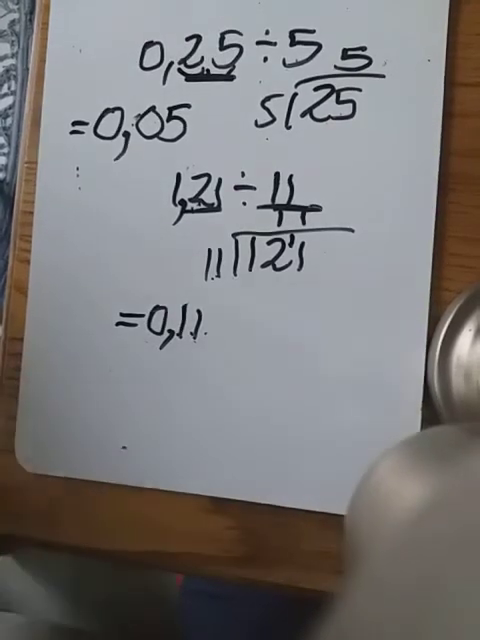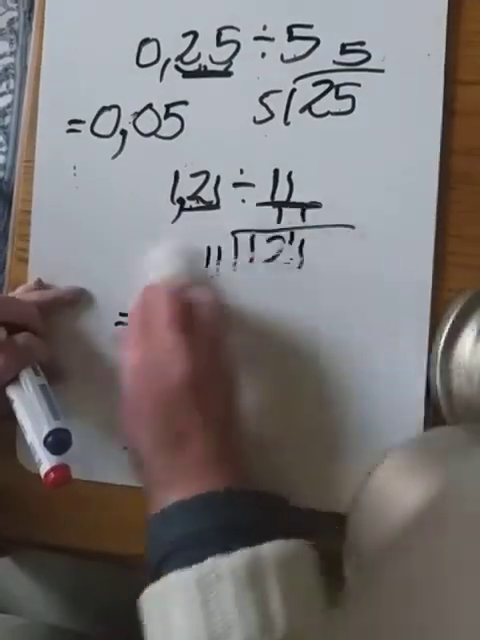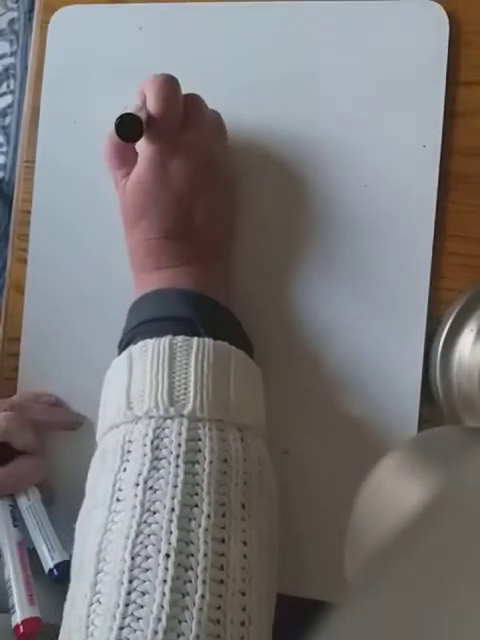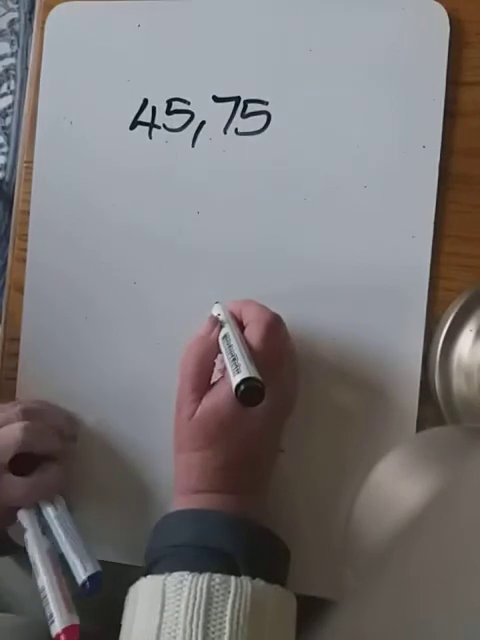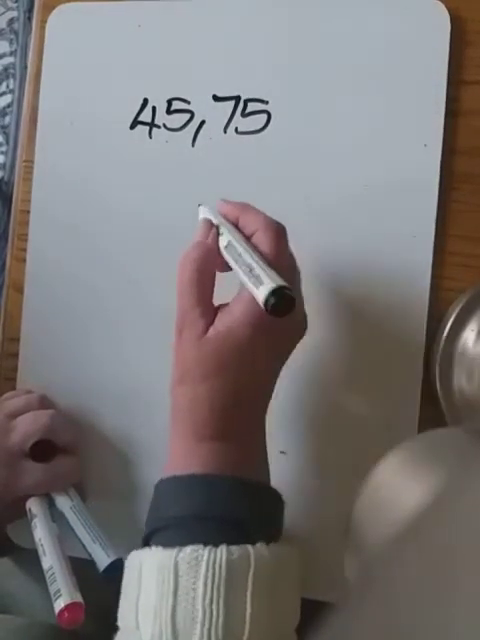Okay, now let's look at the next one. Let's go, please, to page 23. Now, on page 23, it says to us, guys, you need to do the word problems. So the first word problem says, I have 45 Rand 75, and I have to divide it by 5. What will my answer be?